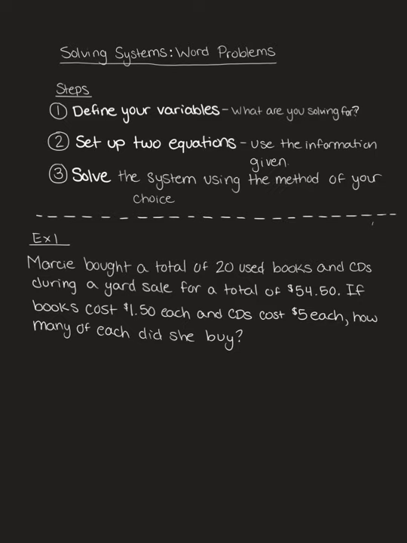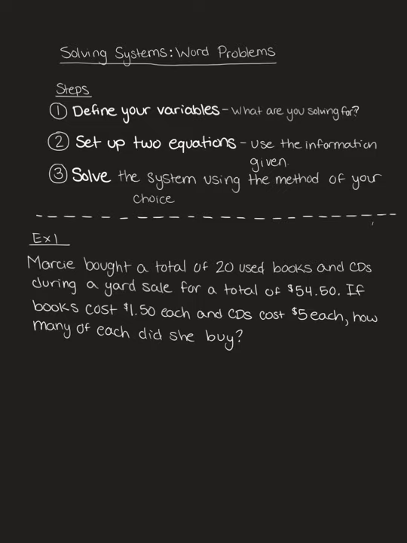Today we're going to talk about solving systems whenever we're given a word problem. So I've given you your steps. The first step is you have to define your variables. If you look at the question, that is what your variables will be. Whatever the question is asking, that's how you know your variables. Then you will set up two equations, using the information given in the problem. Then you will solve the system using the method of your choice.